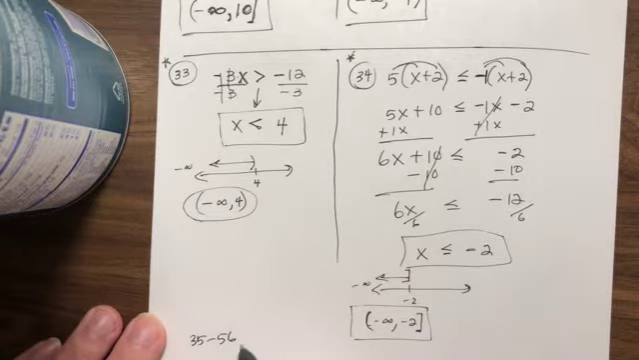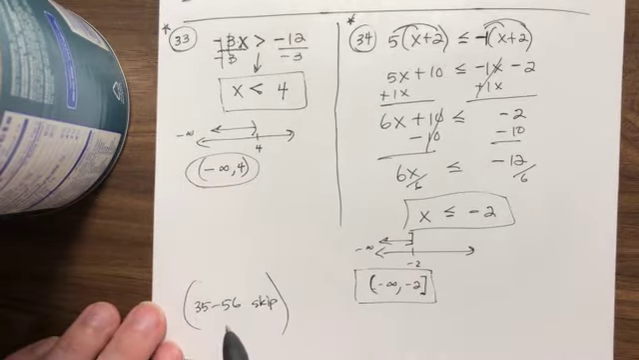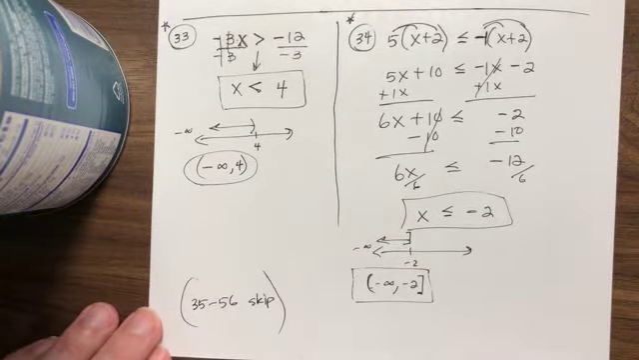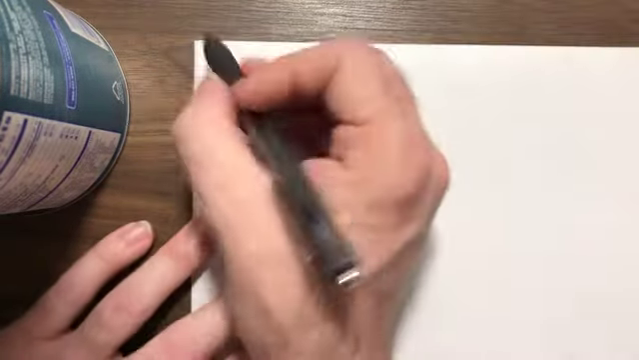35 through 56, skip. None of that stuff is on the final. It's on a bigger final if it was in class, but I'm trying to make it a little nicer. So we're going to jump right over to 57, the factoring business.